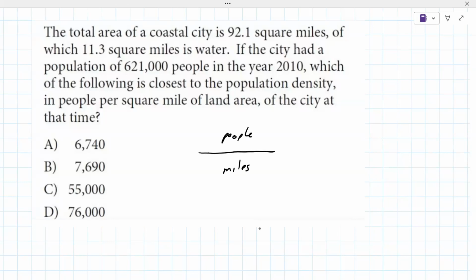Okay. And there's a little wrinkle here, which is actually important. You need the land area. What they're saying up here is that it's 92.1 miles total, but 11.3 of it is actually water, so you can't count that. Does that make sense? Yeah. It's like, okay, we're gonna chop off that part right there.